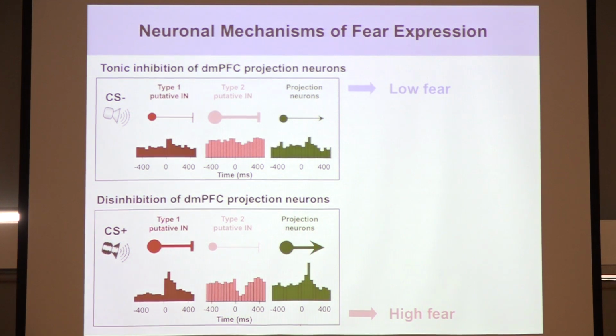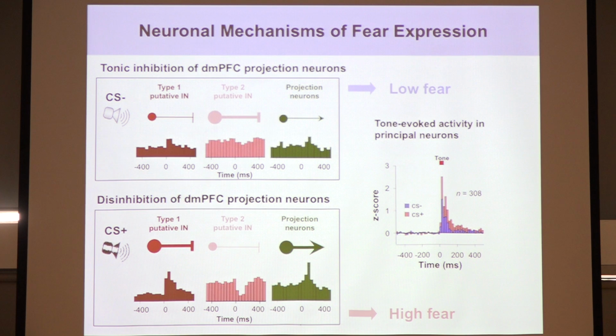So this is the model, and this is the actual result. When we look at the projection neurons recorded, we observe that during the CS+ presentation, the projection neurons, the excitatory neurons, were strongly activated in response to the CS+ and much less to the CS-. So consistent with the disinhibitory process we have in mind.